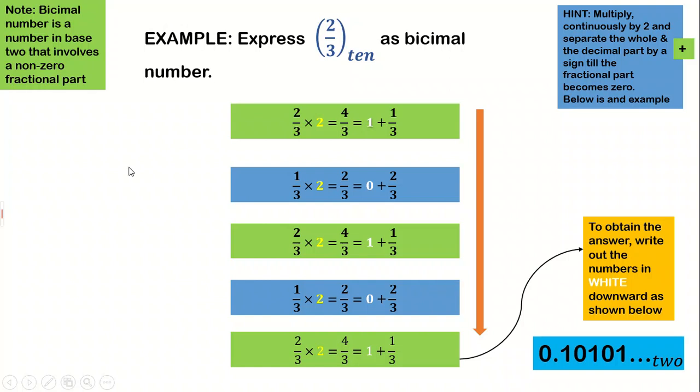So I hope this adds to our knowledge. This is BICIMAL numbers. Not everybody knows this. So I believe this is going to help most of our students. I hope this adds to our knowledge, and we hope to see you in the next class.